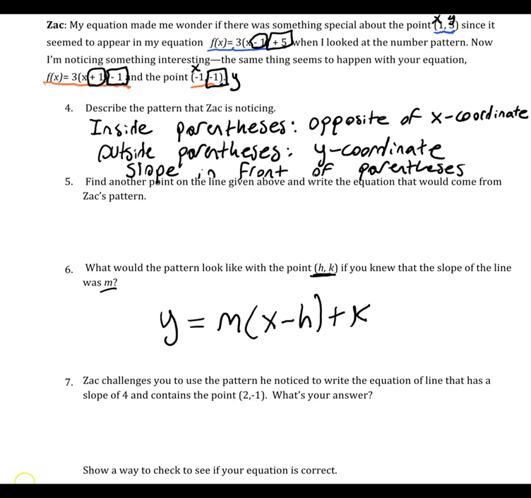But to apply it, if I know a line has a slope of 4 and goes through the point (2, -1), well then I could write the line y equals 4 times (x minus 2), because the opposite of 2 is -2, and then -1. And to verify that that's correct, I could graph it in Desmos to make sure that it does in fact go through the point (2, -1). Or I could substitute -1 in for y and 2 in for x and make sure I get a true equation.